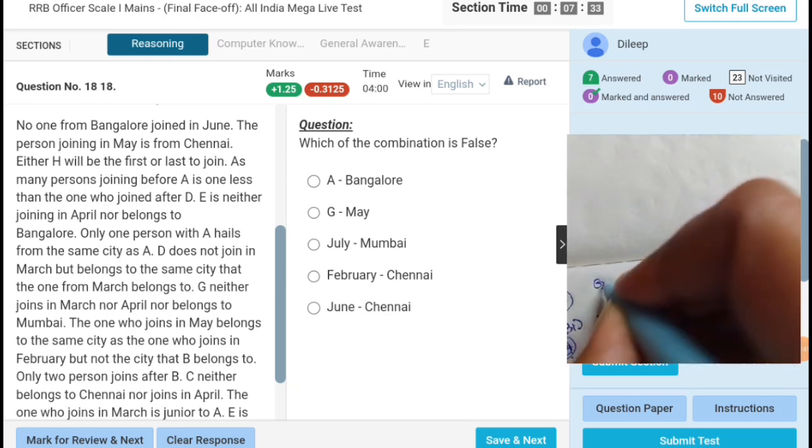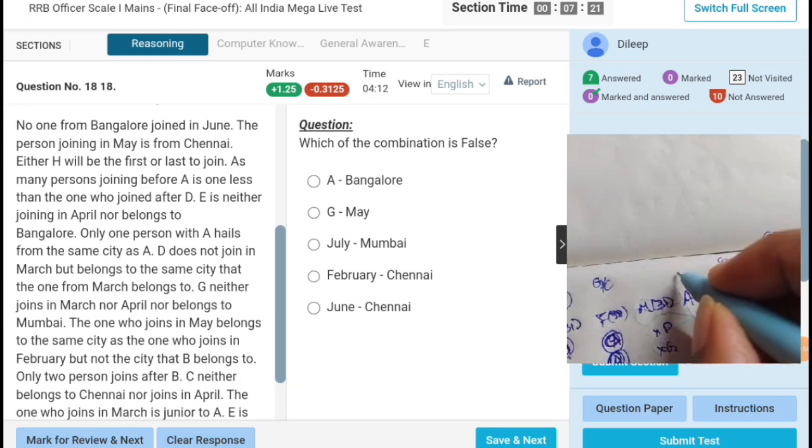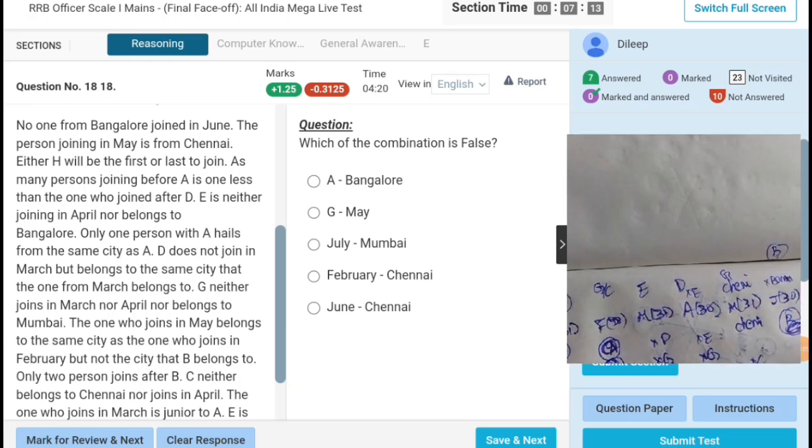So G, C, G and D is C, E. He is neither April nor belongs to Bangalore. So E. Next.